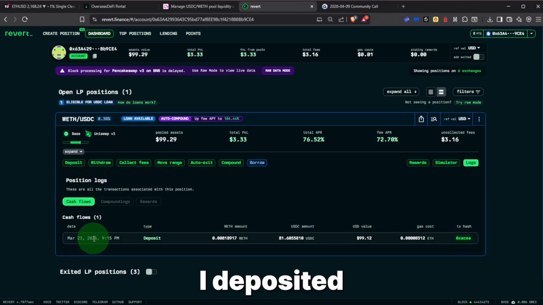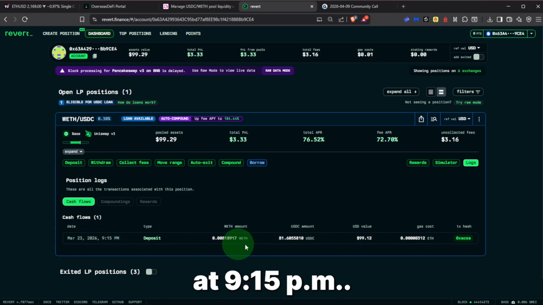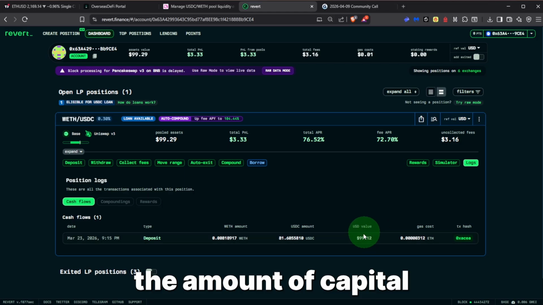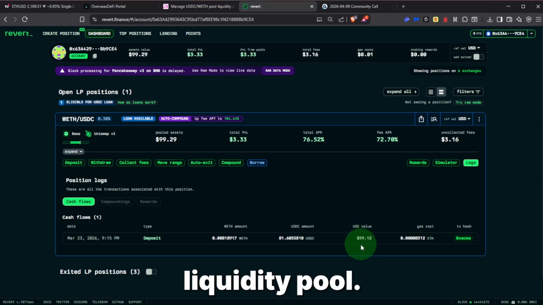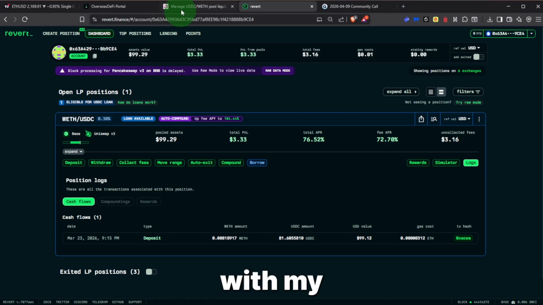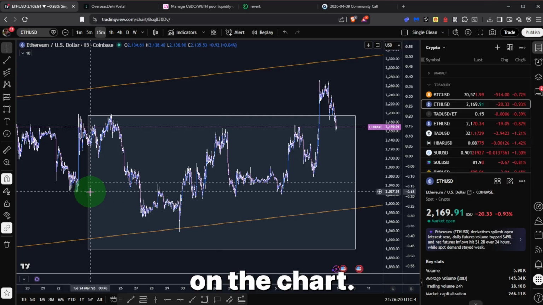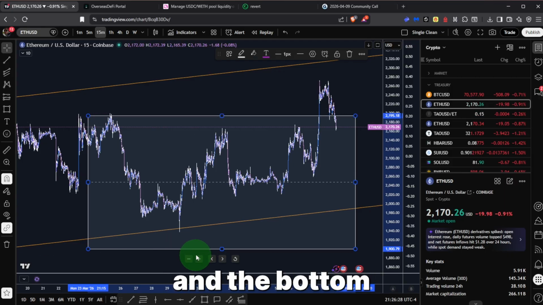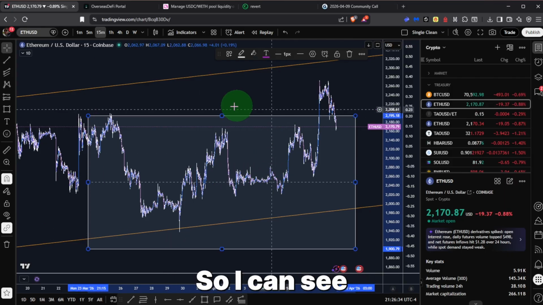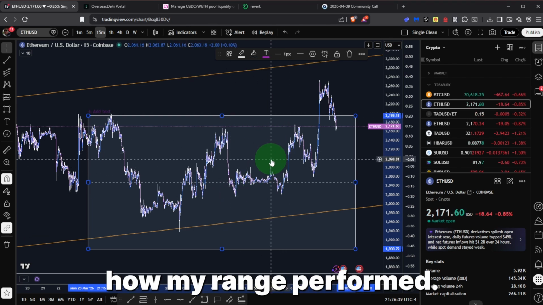And you can see I deposited this liquidity position on March 23rd at 9:15 p.m. and you can see the amount of capital that I deployed into the position, about $99 into the liquidity pool. Now, another thing I like to do with my liquidity positions, I like to track the position on the chart. So I drew this rectangle. This starts back on March 23rd, and it reflects the top and the bottom of my range. So with this chart and this rectangle, I can see exactly how my range performed.